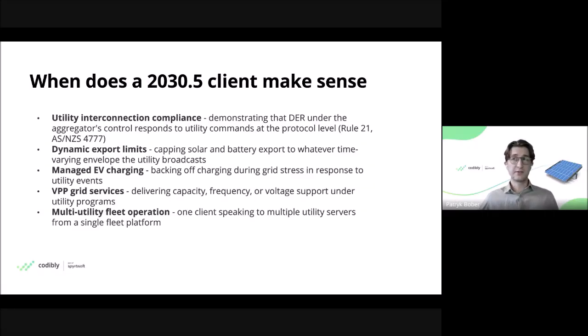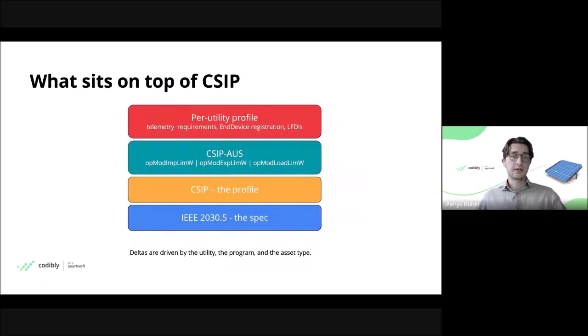The last driver on the slide is more specific to the client side. In markets where a single fleet operates across multiple utilities, which is the case for many large EV charging networks and aggregators, the 2030.5 client provides a single consistent surface for talking to all of those utility servers from the same fleet platform. And let's go to the next slide.